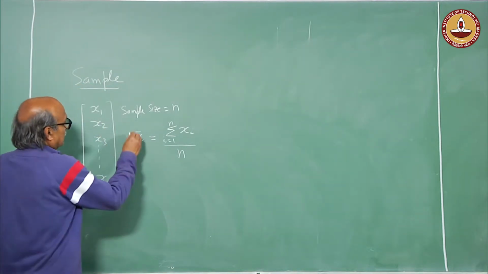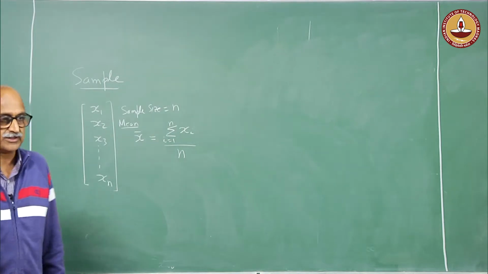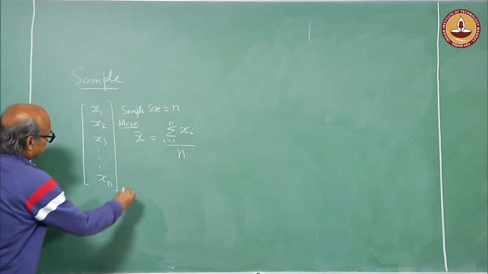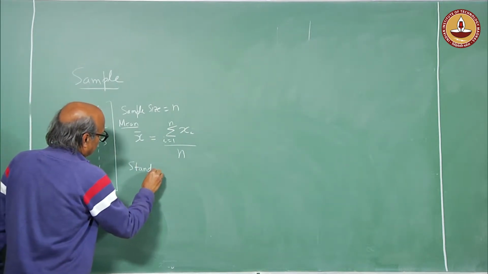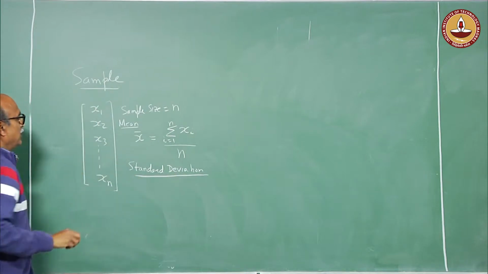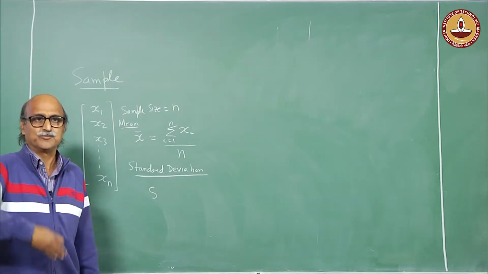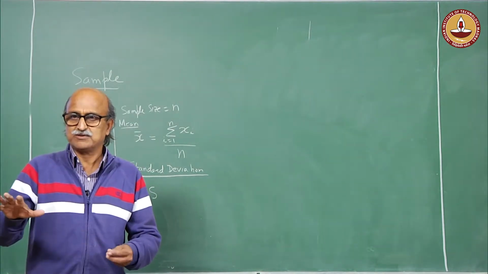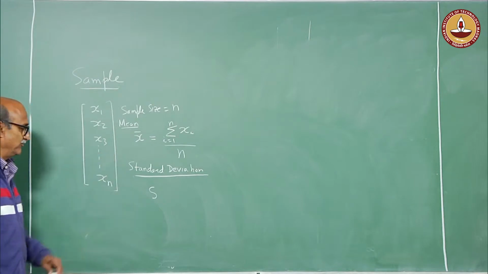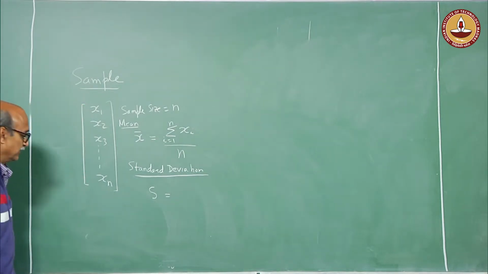So, this becomes mean, and the second most important parameter that one measures is the spread of your data through standard deviation. I am going to use the letter S for this to distinguish it from sigma. Sigma, we will keep as the population standard deviation, and S is my sample standard deviation, and this should be equal to what?